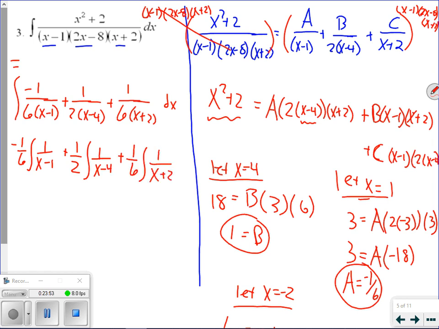But I'm sure you're noticing a pattern here. Again, it's just 1 over x, 1 over x, 1 over x. The integral is going to be ln. So I got negative 1/6 ln absolute value x minus 1. I got 1/2 ln absolute value of x minus 4. And I got 1/6 ln absolute value of x plus 2. Plus c, don't forget the plus c for us.